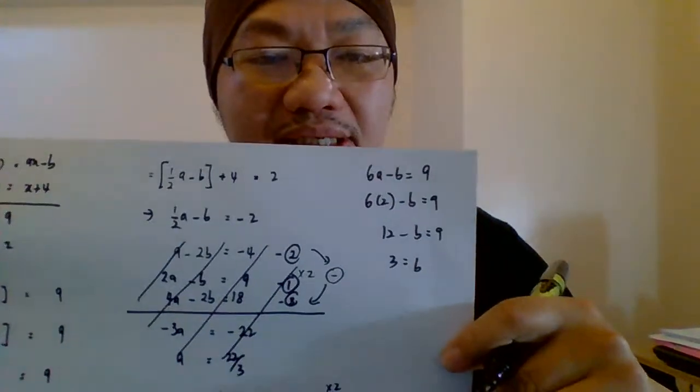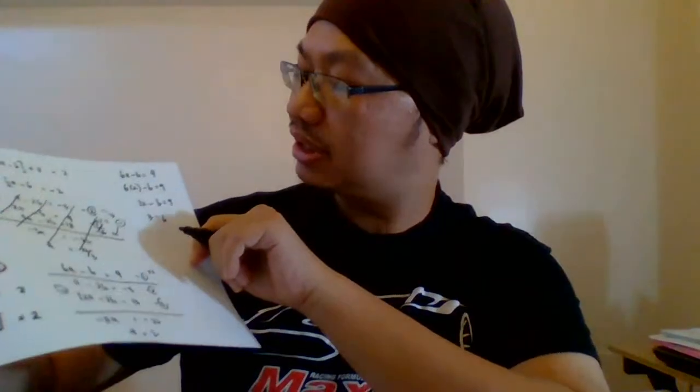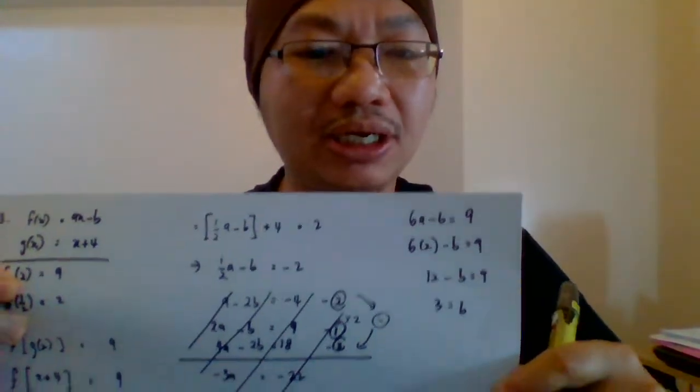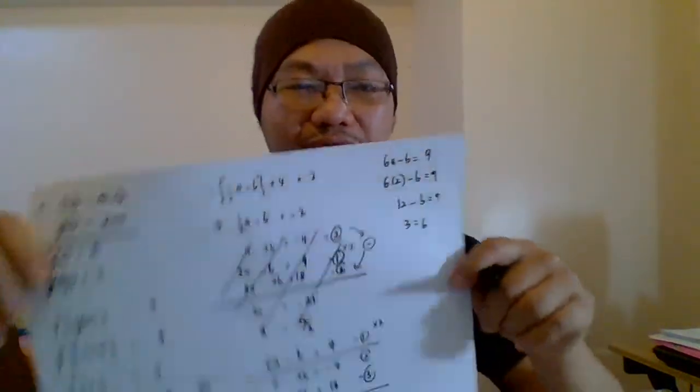So from the first, 6A minus B equals 9. A sama dengan 2, so 12 minus B equals 9, and B equals 3. And this is the final answer for question number 3. 6A minus B equals 9, and you solve the problem. A equals 2, then you get B equals 3. Very straightforward. Okay. Sama tak jawapan? Nanti dulu, double check. B sama dengan... Yes, B equals 3.